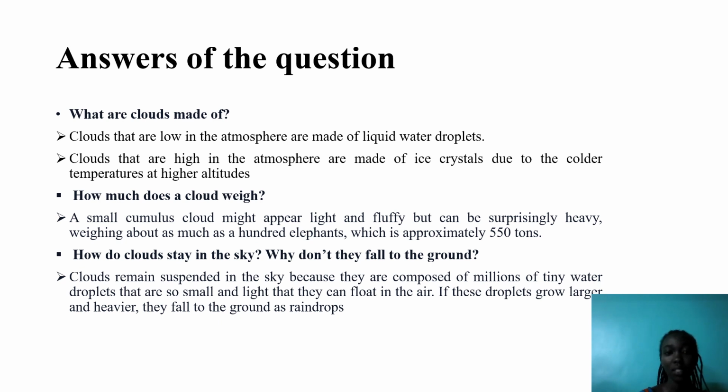Clouds remain suspended in the sky because they are composed of millions of thin water droplets that are so small and light that they can float in the air. If these droplets grow large and heavy, they fall to the ground as raindrops.